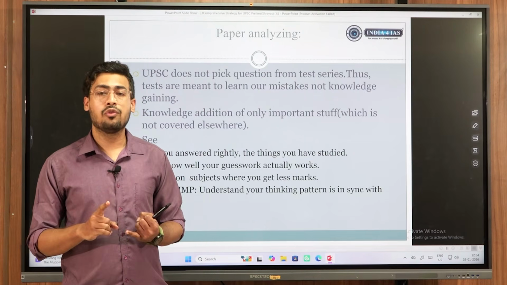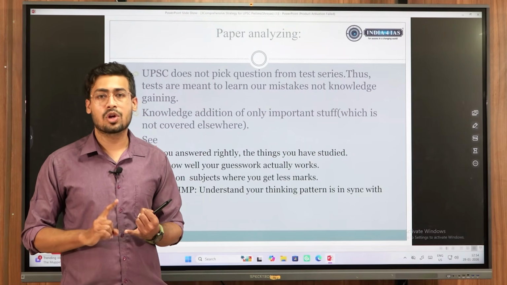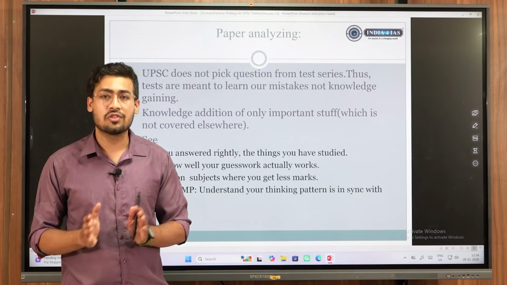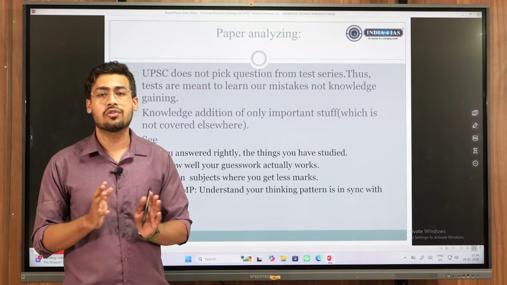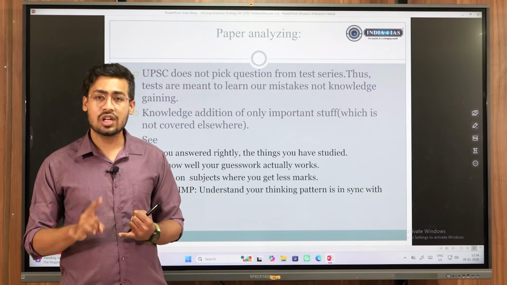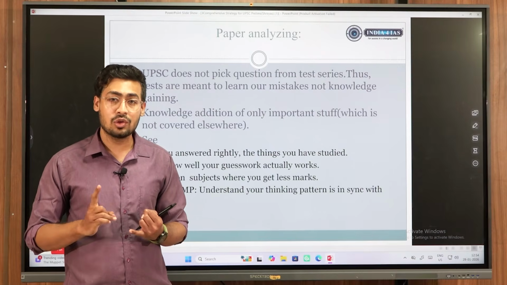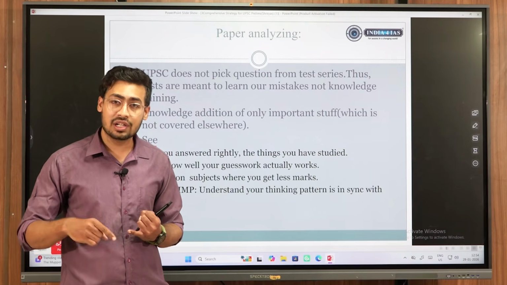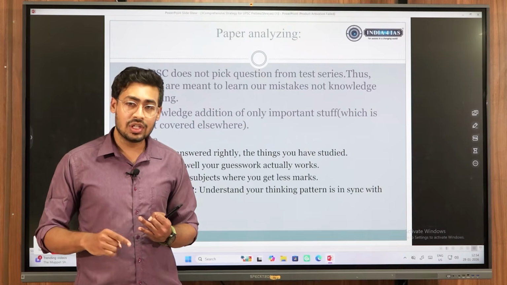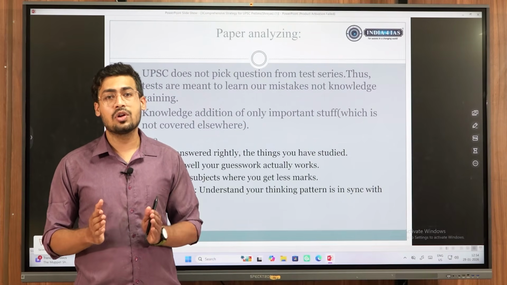First, are we able to attempt the questions properly, especially the questions which you have studied? You have studied a particular question from Spectrum, a particular question from Lakshmikant. Are you able to answer those questions when you gave the mock? If you are able to answer, it's fine. If you are not able to answer it, that means you need more clarity or more revision of the subject. Second thing, you need to see if you are able to do a good amount of guesswork.